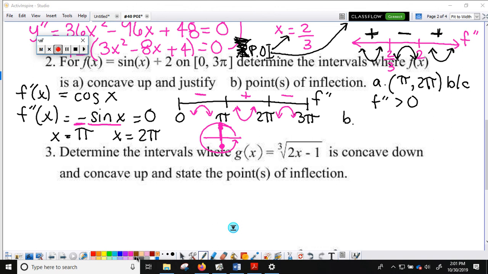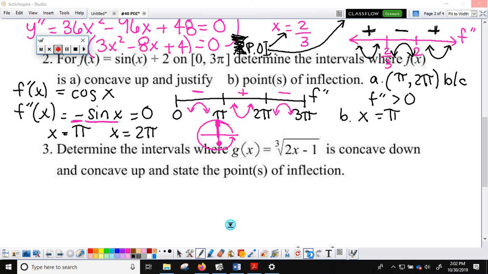A point of inflection happens when the sign changes on the second derivative. There are points of inflection at 0 and 3 pi, but we don't have enough evidence to say that. So we're only going to look at our number line and see where we actually have evidence that the sign of the second derivative is changing. It doesn't ask for just the x values of the points of inflection. It asks for the plain old points of inflection. Okay, just a little bit of delay here. So the point of inflection happens at pi.